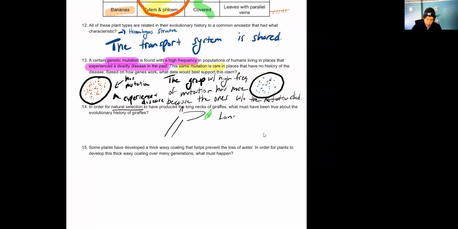The long neck must be an advantage. That's the first step for evolution. It has to be a good trait. We're only going to continue to pass on genes that are helpful or beneficial to us. But again, why would the necks get longer over time?